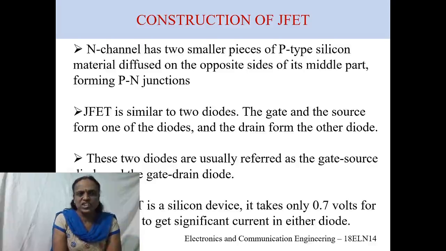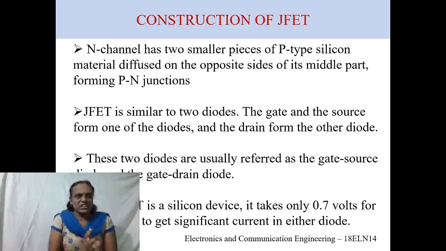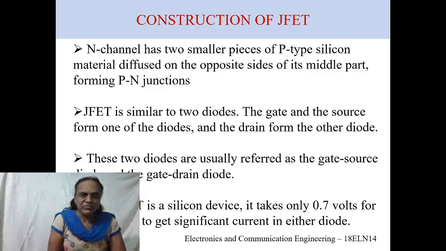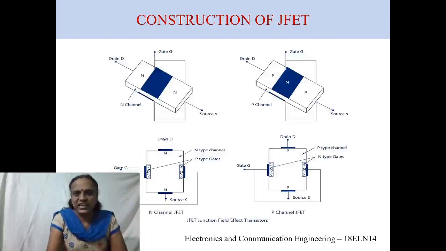Coming to the constructional part, the basic construction is a very simple structure. Why? Because if this is an N channel JFET, an N type silicon bar is present, as we can see in this diagram. See, N and N. This is for an N channel FET.